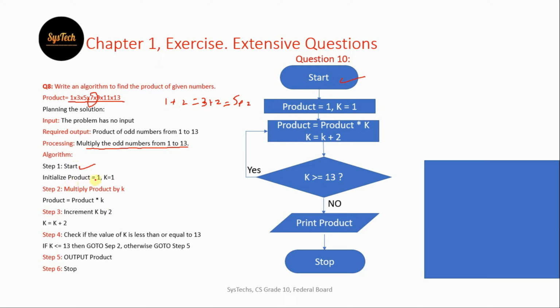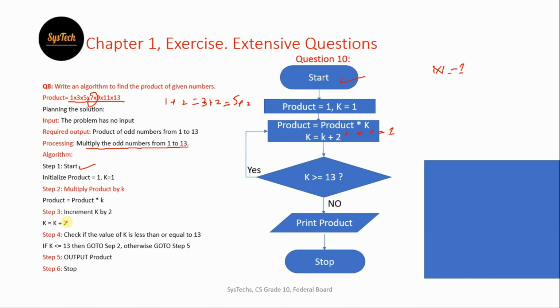And then initialize product is equal to 1, k is equal to 1, because if we multiply by 1, the result will be 1. There will be no difference. Product is equal to 1, k is equal to 1. And now product is equal to product multiply by k. The value of k is equal to 1. This is also 1. So the result will also be 1.